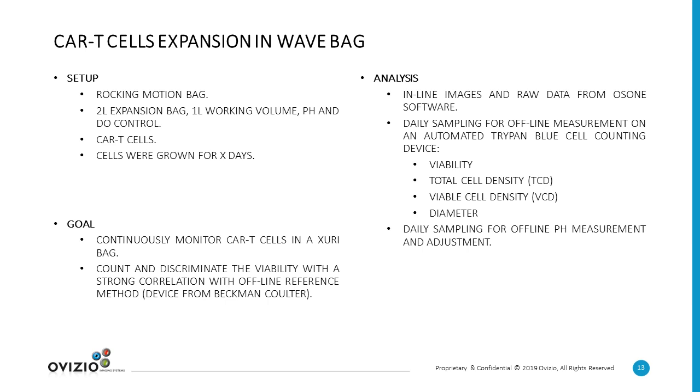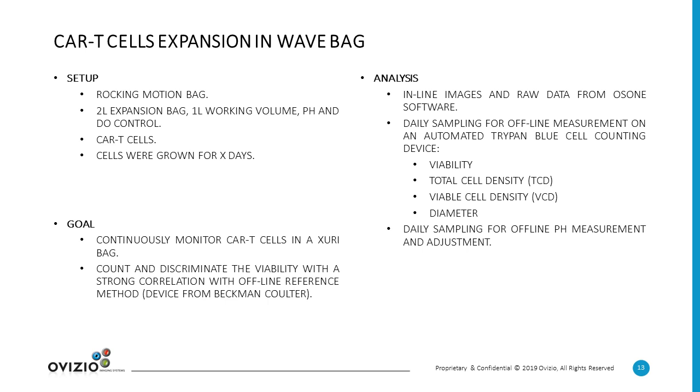Of course, we have compared our technology to a lot of current reference methods, in first place for viability and cell count. So we have done a lot of experiments. Most of them were working with wave bags or rocking motion bags, 2-liter expansion bags with a 1-liter working volume. There were some slight variations around that, but in general it was the same principle, the same idea. All working with CAR T cells, where the cells were grown for a number of days. Depending on the process, it was somewhere between 3 and 7 days.